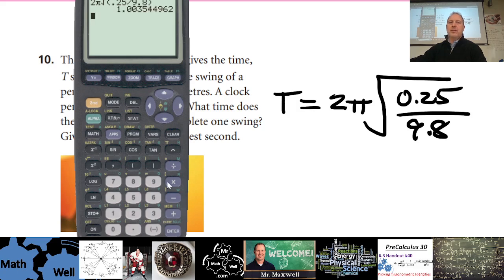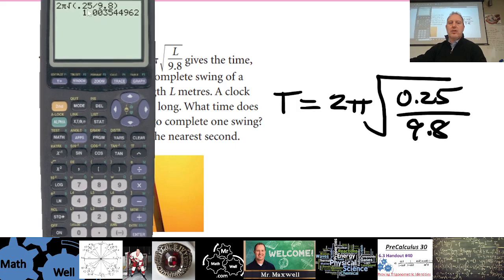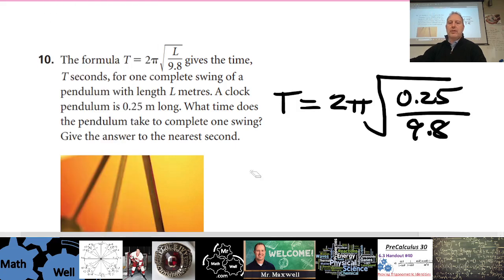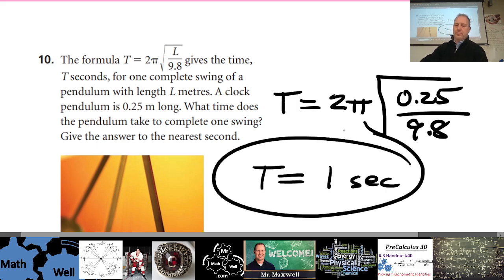And let's see, 1.0035. Now it's to the nearest what? Second. So that's the nearest whole number. So the answer is t equals 1 second. Done. Easy peasy. Alrighty?